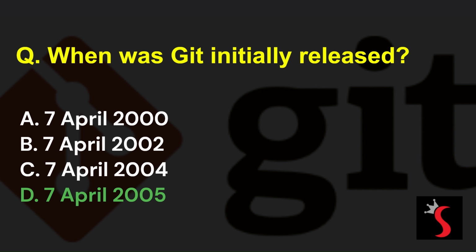And correct answer is option D. 7th April 2005. Linus Torvalds, creator of Linux, along with others in the Linux development community, built and released Git in 2005. They undertook the project because there was a lack of free and open source version control systems that could meet their requirements for Linux kernel development.